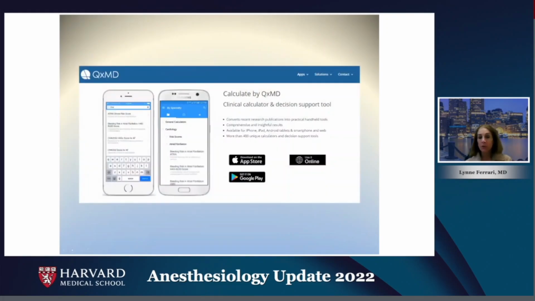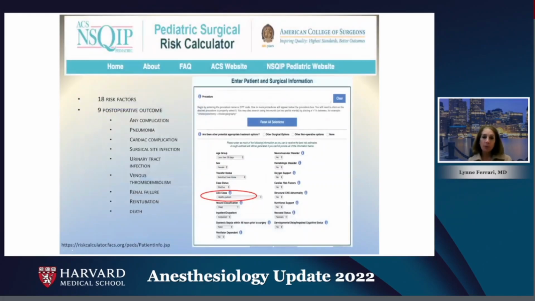So there are lots of commercially available risk calculators on the market. You can see this is one, there are many, but really they're not specific to pediatric patients. The one that is most commonly used is the American College of Surgeons Pediatric Surgical Risk Calculator. This is an online tool that's readily available. It looks at 18 different risk factors to determine 9 postoperative outcomes.